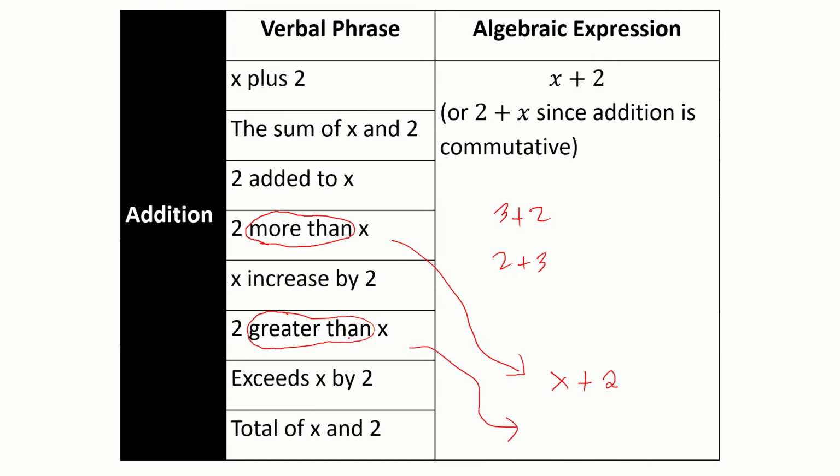So here, 2 greater than x is, you write 2, greater than is plus. So you put the plus here on the left instead of on the right. Then x here. So x plus 2. So be careful of that.